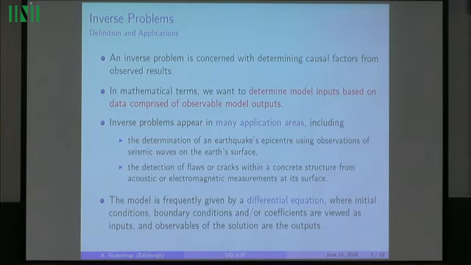Okay. Another example here is in non-destructive testing. In non-destructive testing, you have a big concrete structure where you want to infer whether there's a flaw or a crack inside, and obviously you want to do that without having to take the whole structure apart. You don't want to have to take this whole building apart, for example, in order to see if there's a crack in the wall or something like that.